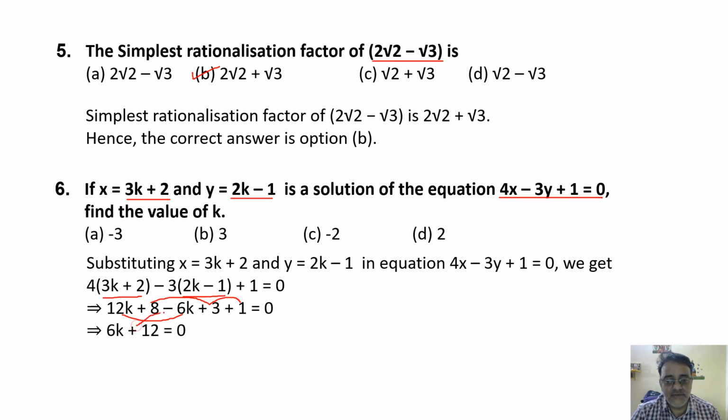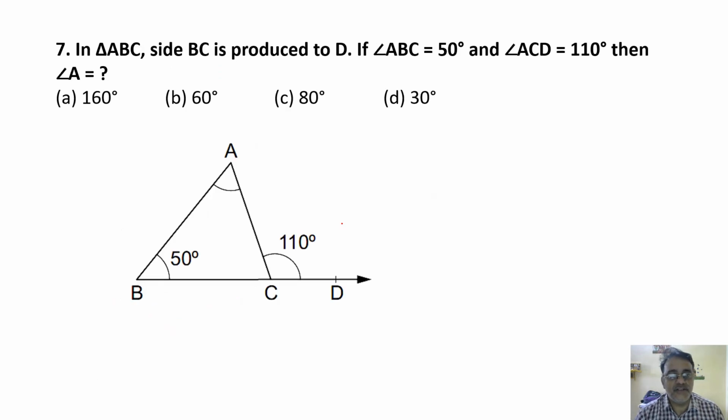Now shift plus 12 to this side, minus 12, and what is the value of k finally? Minus 2, right? And the correct option is option C. Now we are moving toward question number 7.